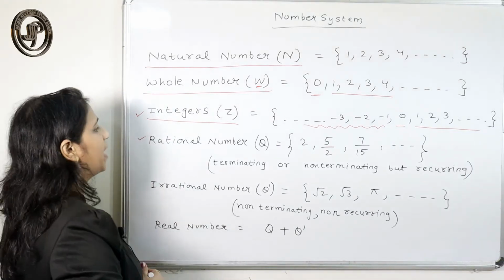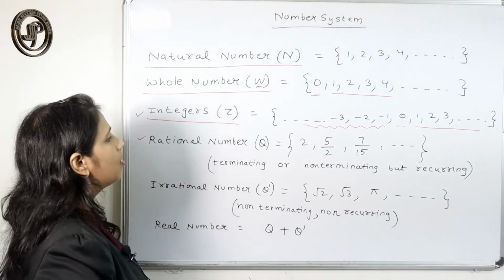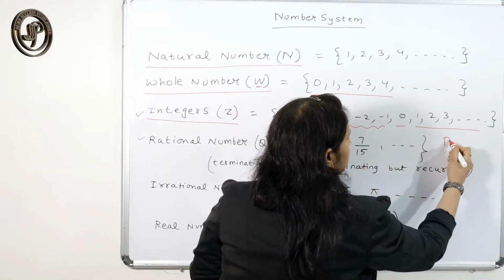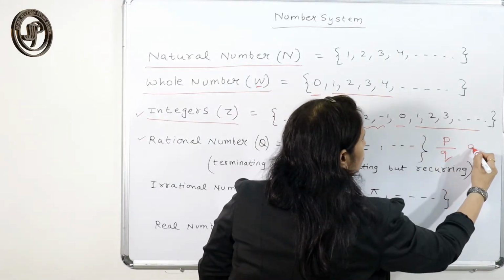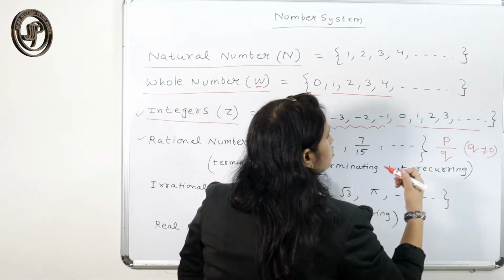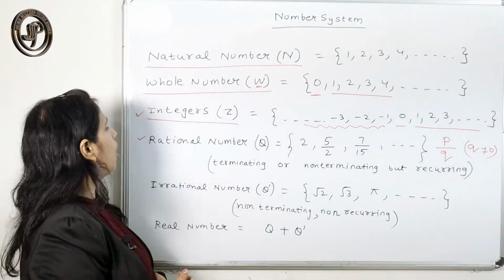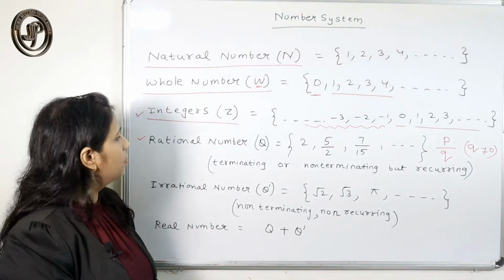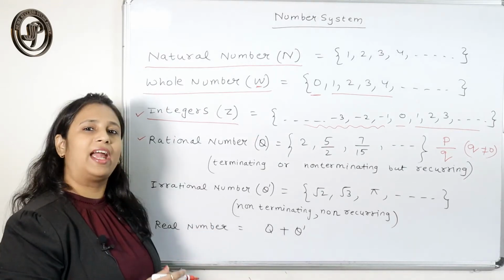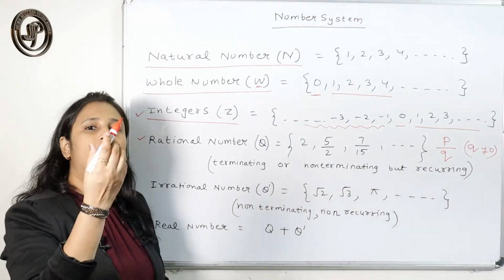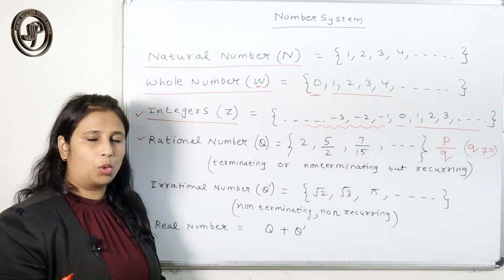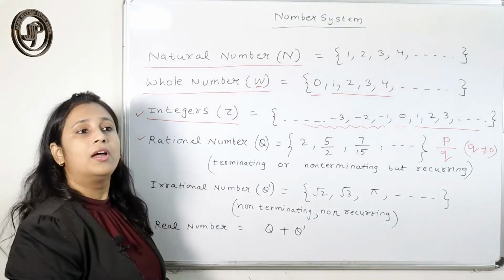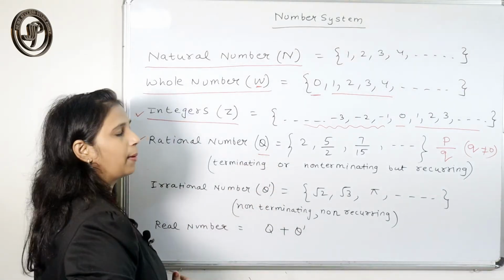Next comes your rational number. A rational number is a number that can be expressed in the form P by Q, where Q not equal to 0. That is one definition of rational number: any number that can be expressed in the form of P by Q, where Q not equal to 0, or A by B, where B not equal to 0, is called a rational number. It is generally denoted by capital Q.